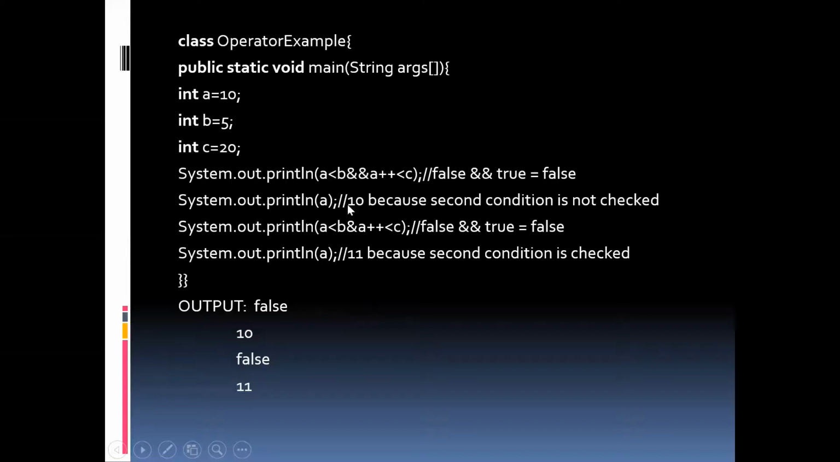As this condition is not checked, so a value is 10, 10 would be there. So as usual it prints the 10, but in bitwise and it checks both the operations. So here the value becomes 11. So whatever the current value is, with that current value only it would be printed. So that would be the output. So you'll get false 10, false 11.